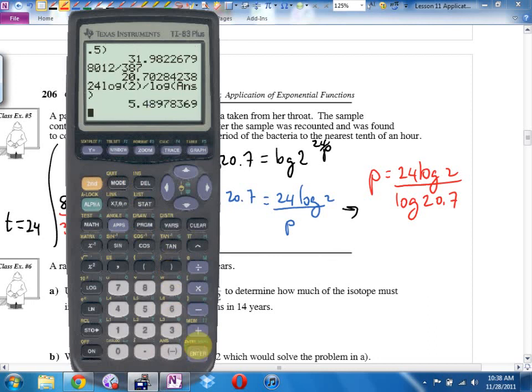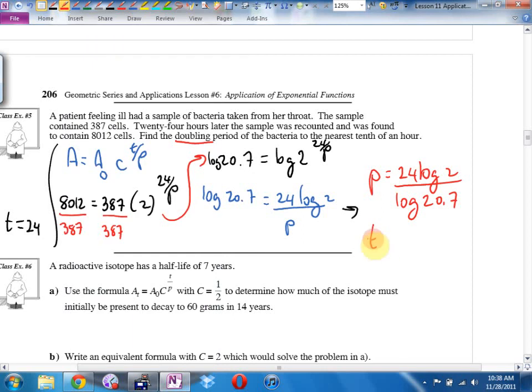Now we also need to look at a couple of more weird things. In example six, it talks about changing the base. We're going to look at that next class. We're also going to look at why base E is much nicer to use as our base. This is where base E really shines. That's going to be next day. For today, giving you lots of time.